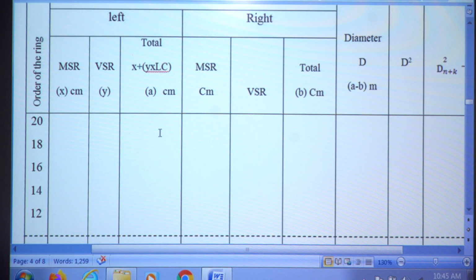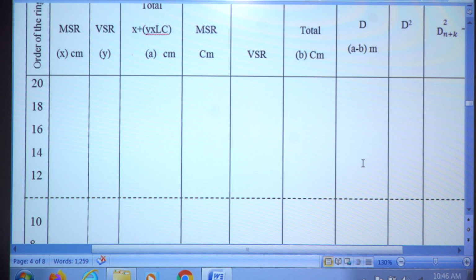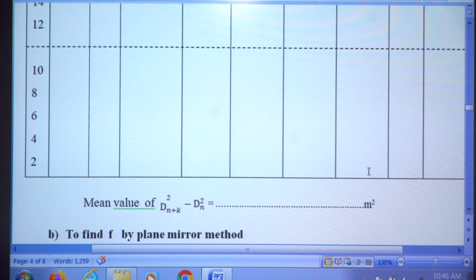A difference of B for the 20th gives the diameter of the 20th ring. B is the reading of the right side, A is the reading of the left side, and B minus A gives the diameter of the 20th ring. So here we are getting the diameter of the 20th ring. Similarly, we get the diameter of the 18th ring, 16th ring, 14th ring, and so on up to the diameter of the second ring.